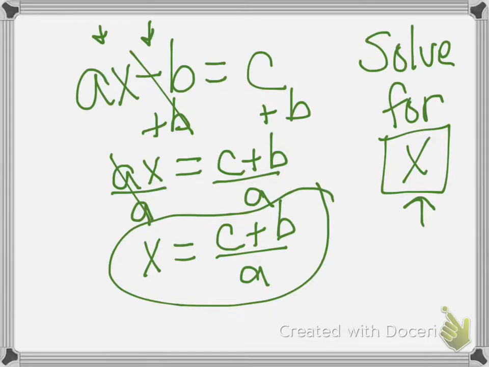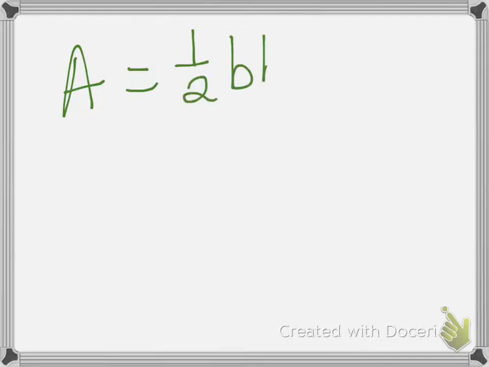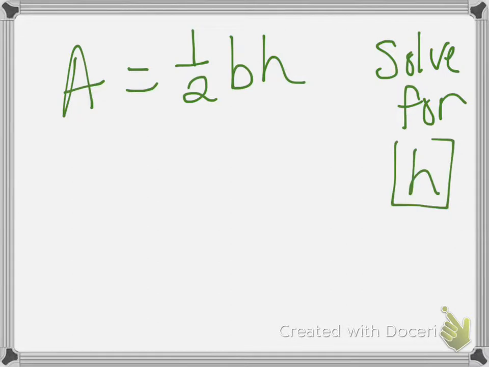All right, let's try one with some numbers. This one ought to look familiar. Area equals 1/2 base times height. And they want us to solve for h. Okay, so we've got some things going on here.